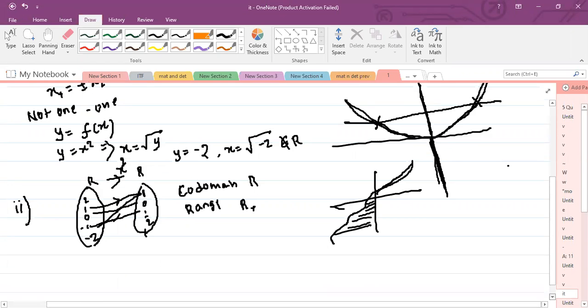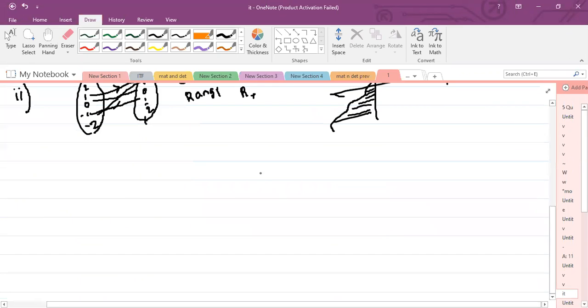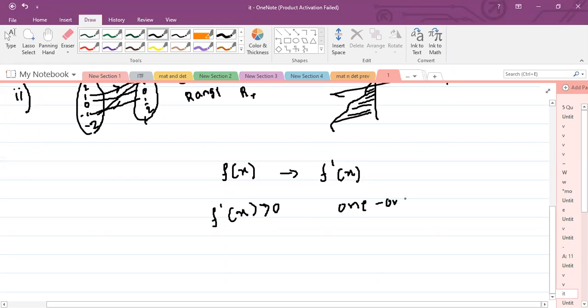And the fourth method is the derivative method. It is useful only for finding whether it is 1-1 or not. If f of x is given, you need to find f dash of x. If f dash of x is greater than 0 throughout, then it is 1-1.